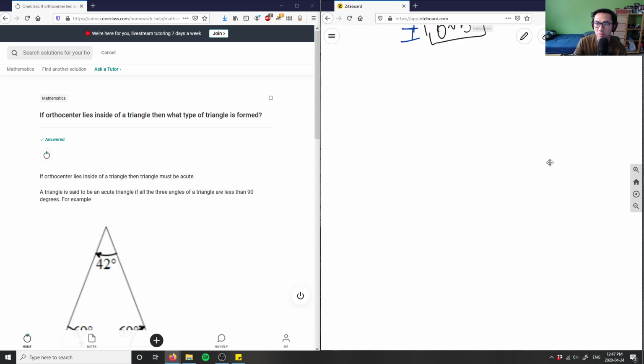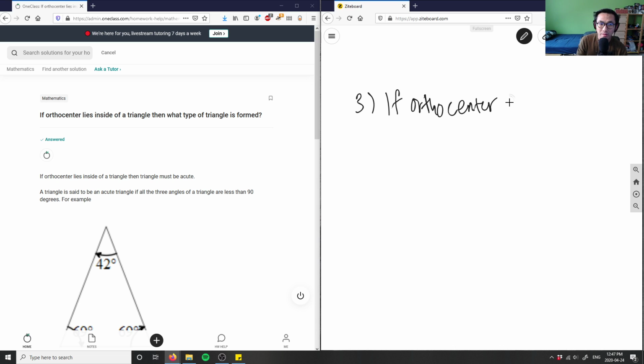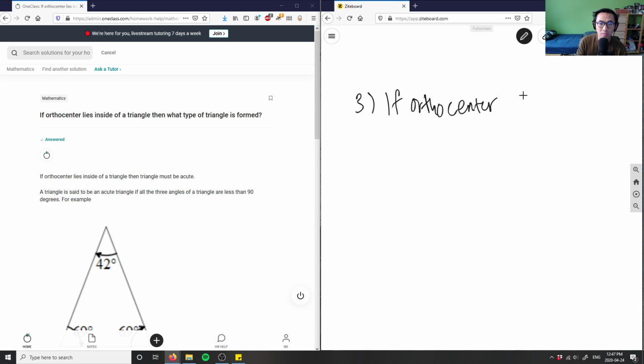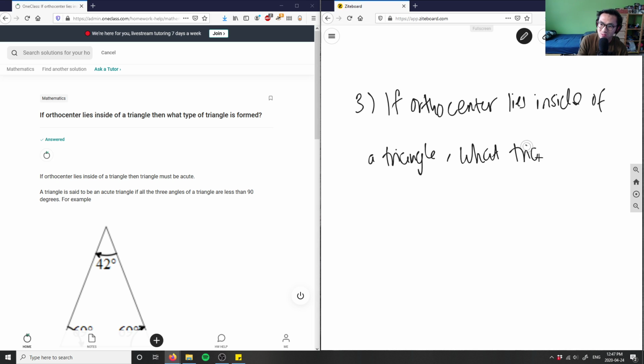This is number 2. Let's move on to number 3. It's asking, if the orthocenter lies inside of a triangle, then what type of triangle is formed? So if the orthocenter lies inside of a triangle, it's asking us what triangle.